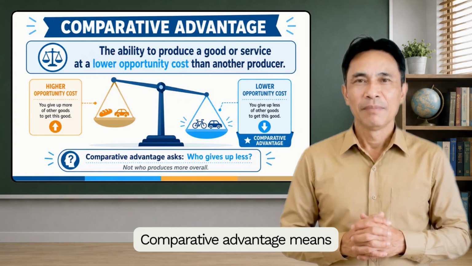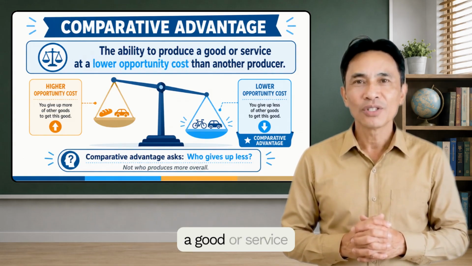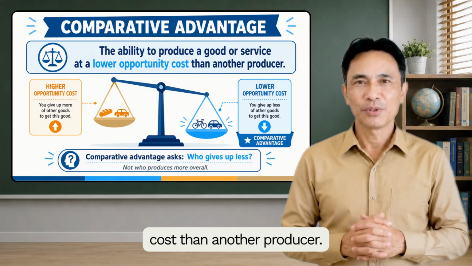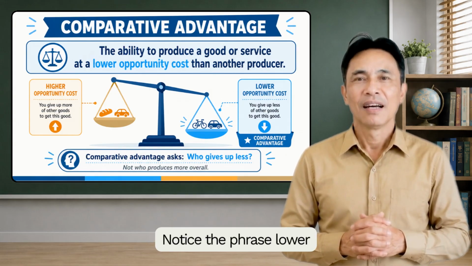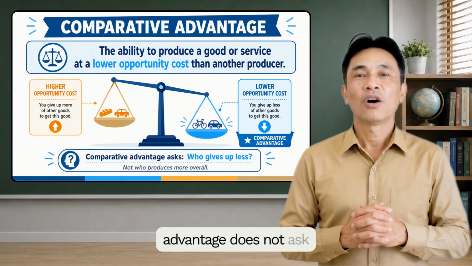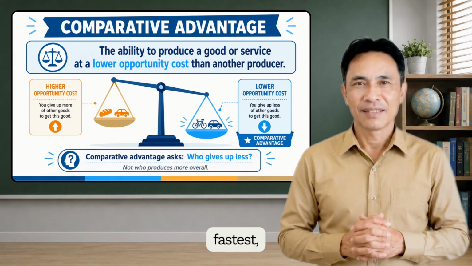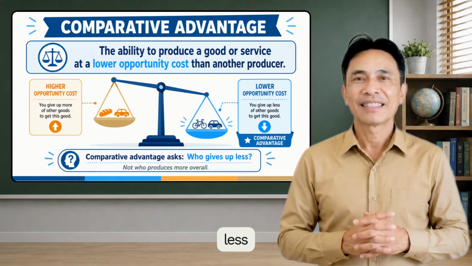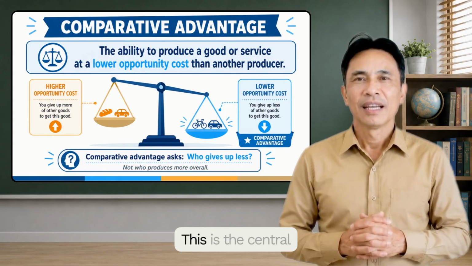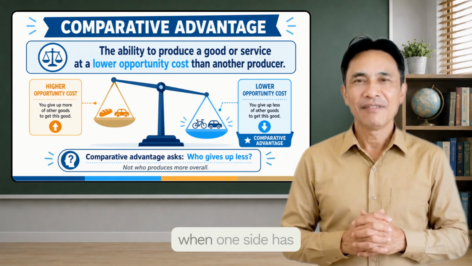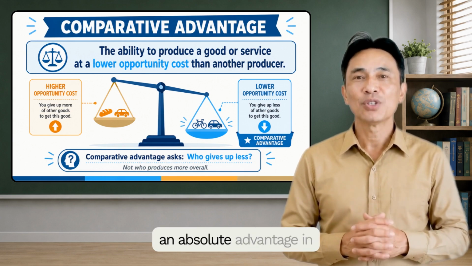Comparative advantage means the ability to produce a good or service at a lower opportunity cost than another producer. Notice the phrase lower opportunity cost. Comparative advantage does not ask who is strongest, fastest, or most productive overall. It asks who sacrifices less of the alternative good. This is the central idea that explains why specialization can be beneficial even when one side has an absolute advantage in everything.